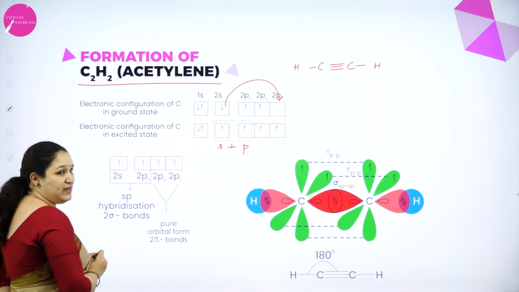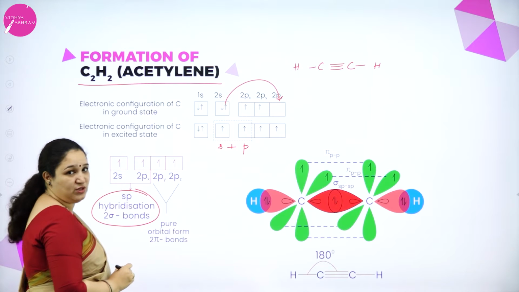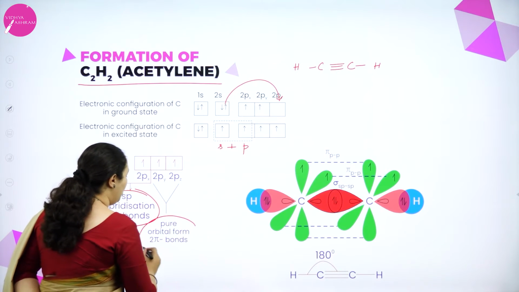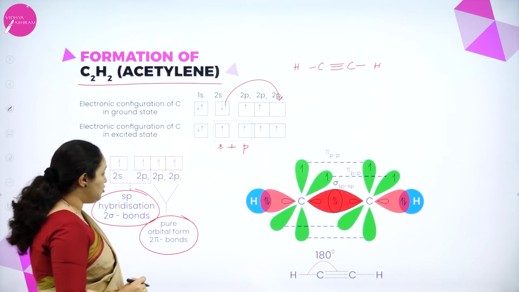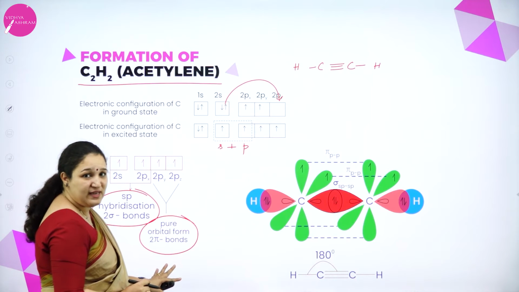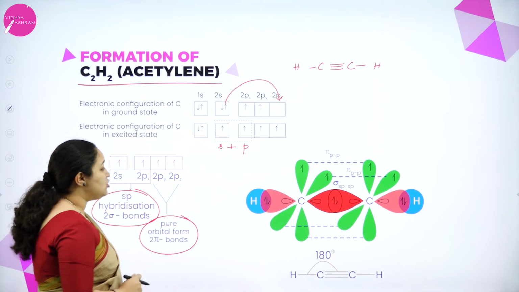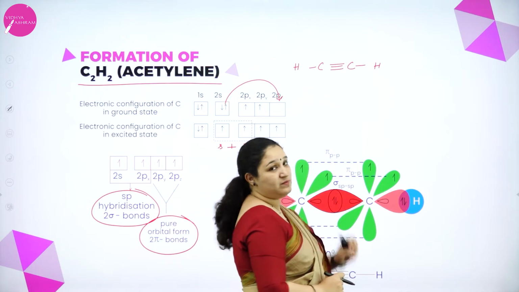The 1s orbital will mix with the 1p orbital to undergo sp hybridization, and the 2 orbitals, pure orbitals, form pi bonds. Okay, so they remain unhybridized. They will just remain as they are with one electron each. So now I have shown two carbon atoms because I have two carbon atoms here.